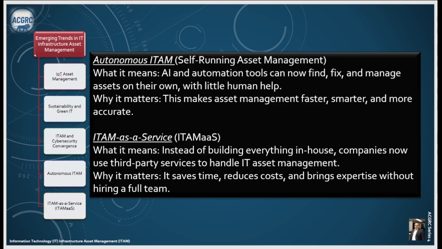Next is autonomous ITAM, self-running asset management. AI and automation tools can now find, fix, manage assets on their own with little human help. This makes asset management faster, smarter, and more accurate. Large organizations are already on the path, and newer organizations are adapting it first. So what we see in future is you bring in an asset, and once in and discovered, it tracks, taking a lot of overheads and manual work which is currently required to be in some form and shape.